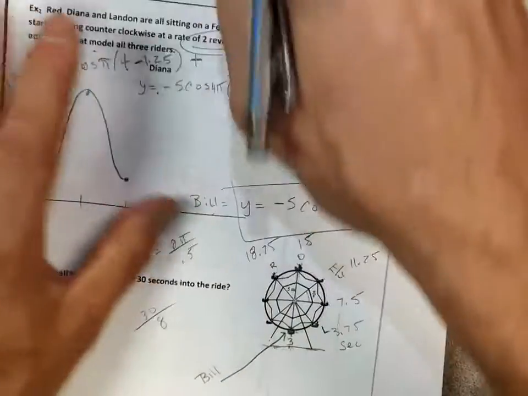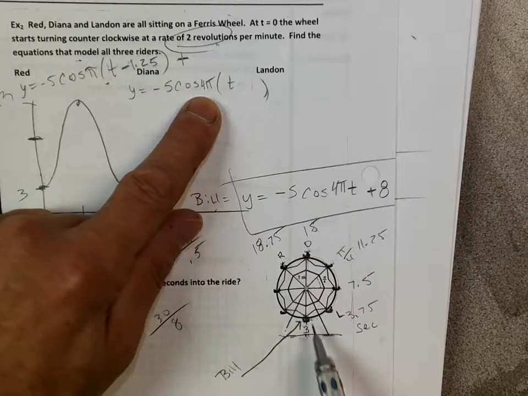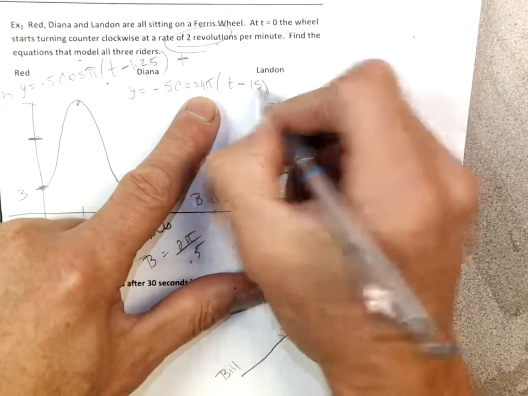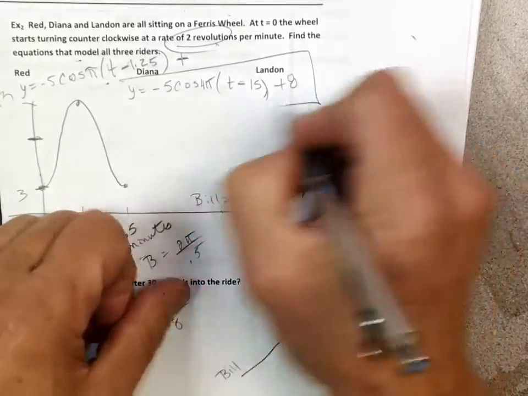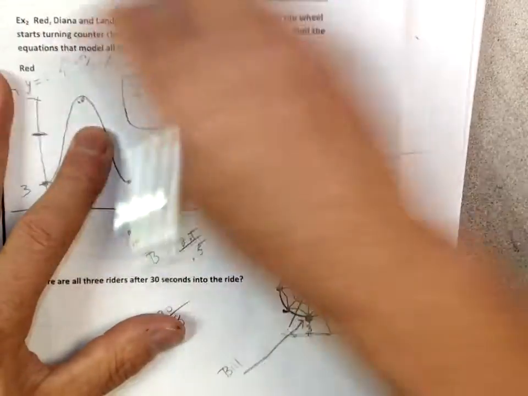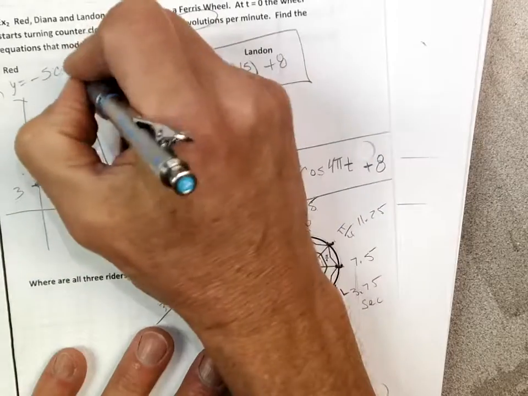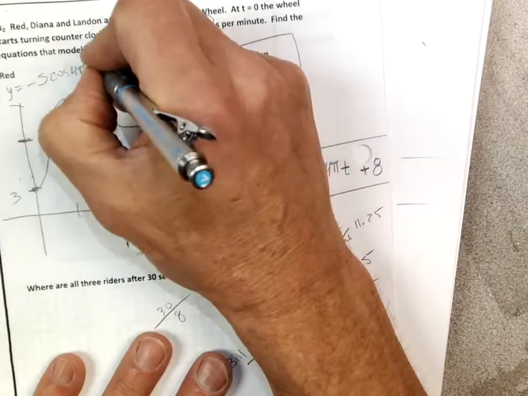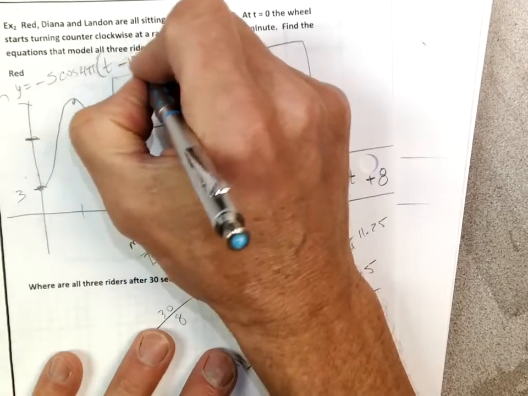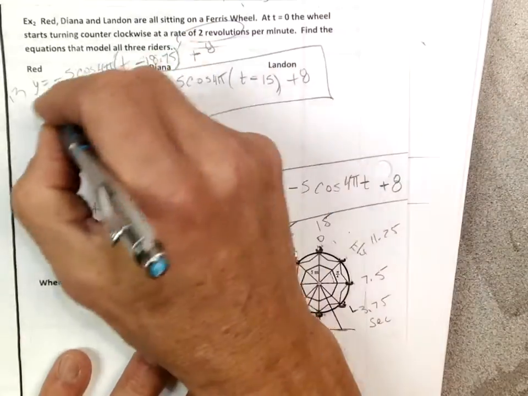Let's go back. Let's fix Diana's. Negative 5 cosine 4 pi t, and Diana's was 15 seconds. We're going to go minus 15 plus 8. There we go. Got it. Alright, red's. Let's fix red's. Red's is going to be a negative 5 cosine 4 pi t, and with red, it's 18.75 minus 18.75 plus my 8. There's red.